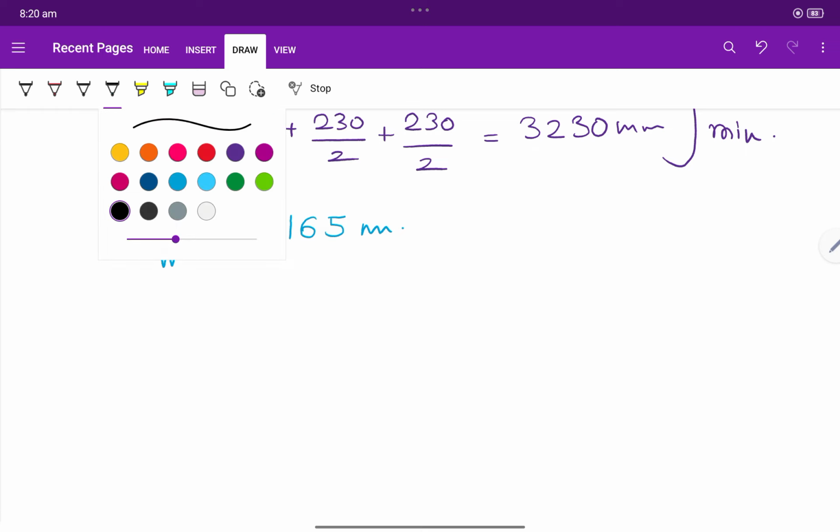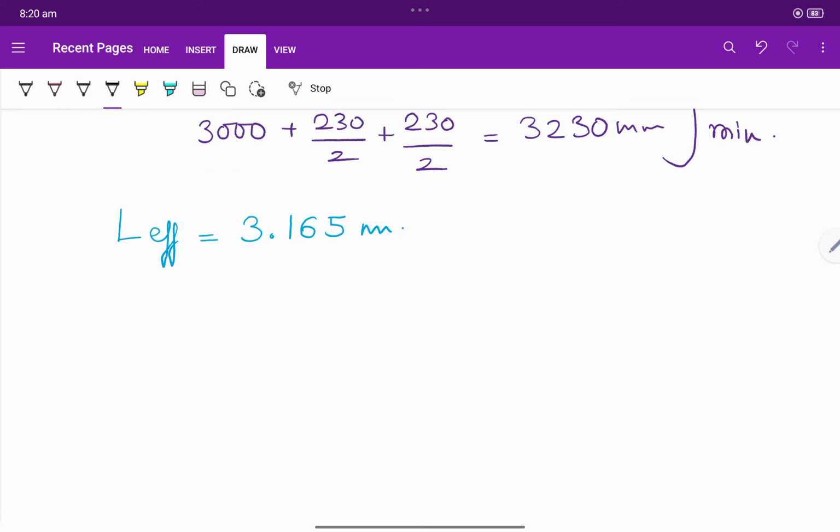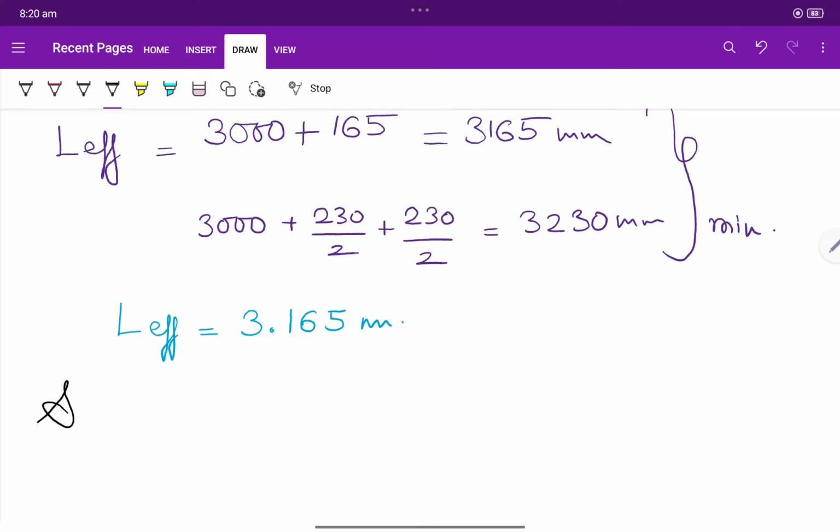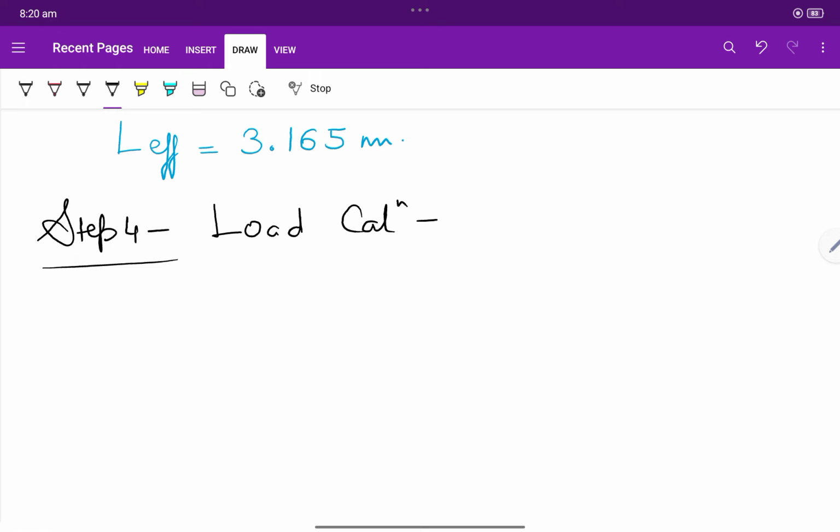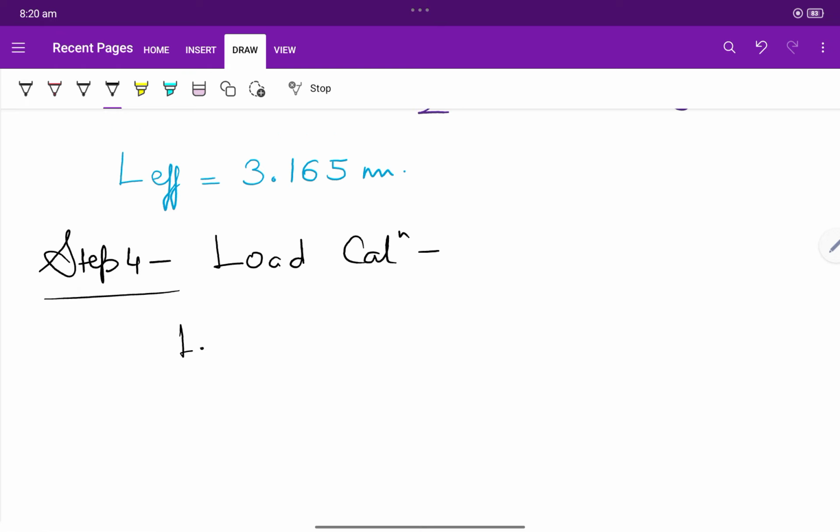The next step will be the load calculation. So step 4 will be load calculation. The live load is given in the numerical as 4 kilonewton per meter square. So we have to now calculate the self weight of the slab.